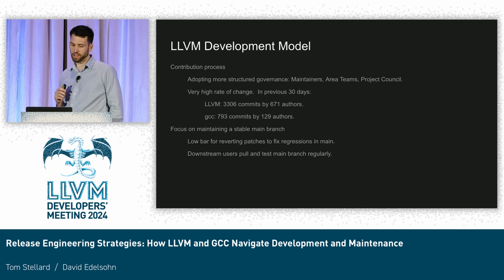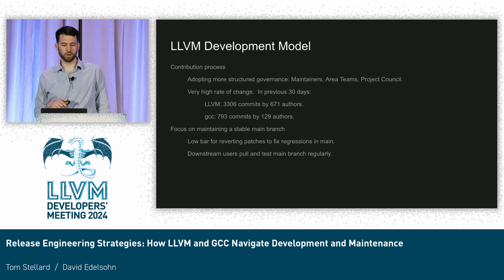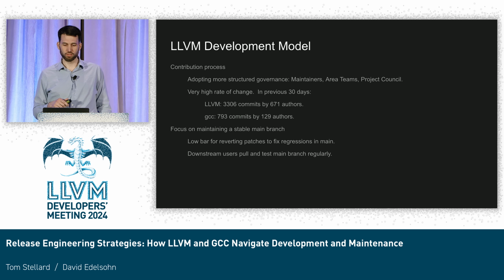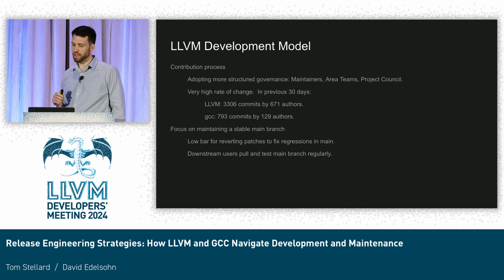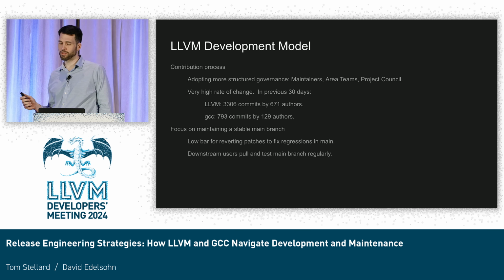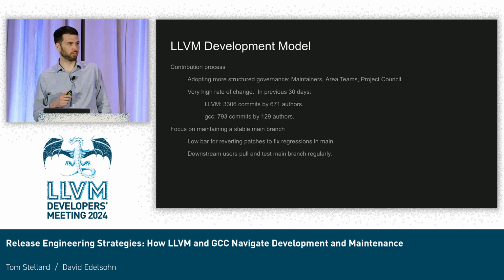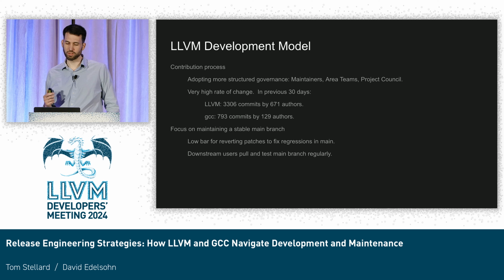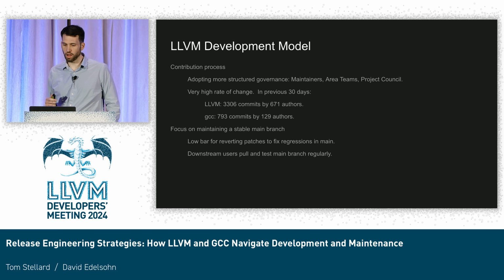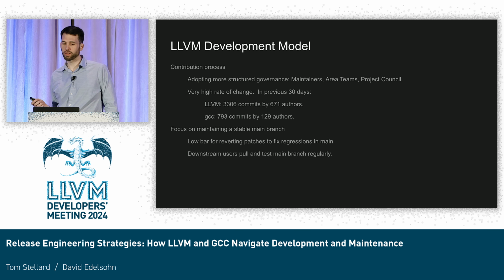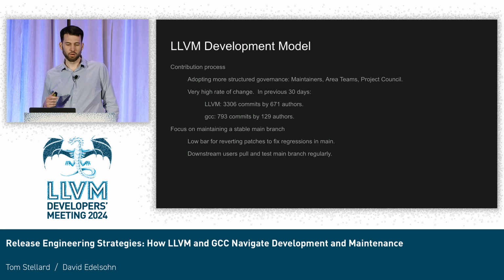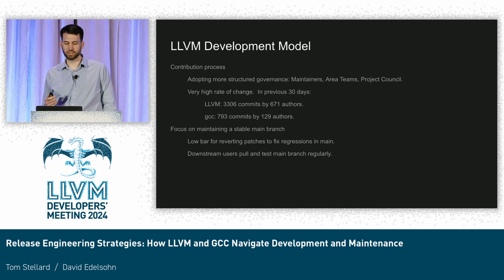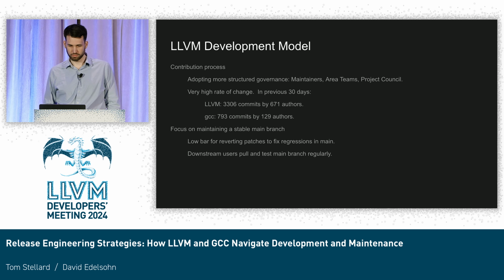Despite all this rapid change, though, there's a very strong emphasis in the LLVM project on keeping a stable main branch. So this is achieved by having sort of a revert first and discuss later policy for breaking changes, as well as a large cluster of build bots that do continuous post-commit testing. We do also benefit a lot as a project from downstream users that pull and test the main branch regularly, and they're able to run a little bit more extensive tests than we can do in BuildBot.